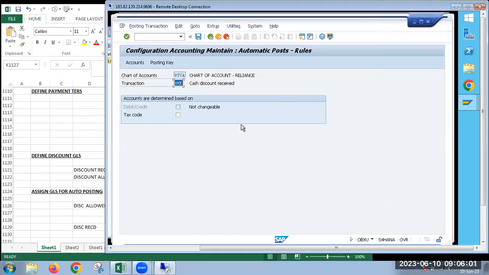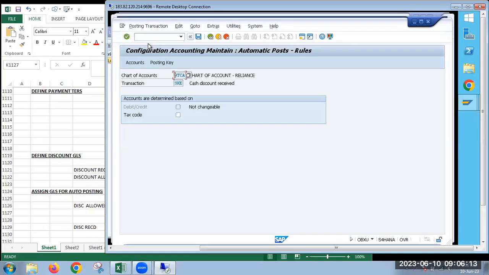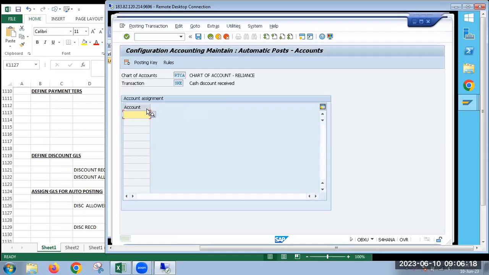So here, what you have to do is first save the combination. I'll come from the beginning once again. OBXU, chart of account RTCA, and save the combination first. Then the system will ask which GL has to be used for discount posting. Discount received is 30003. Discount received. Save it.